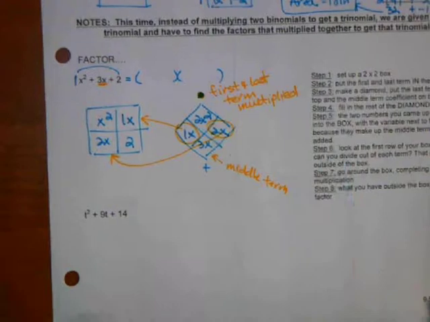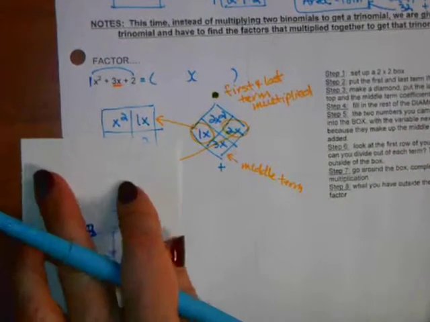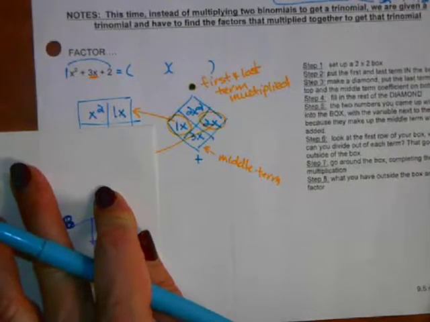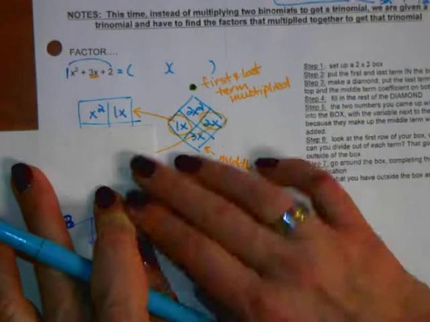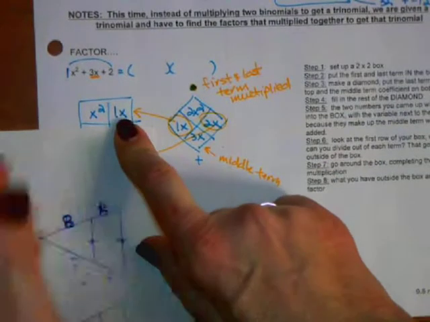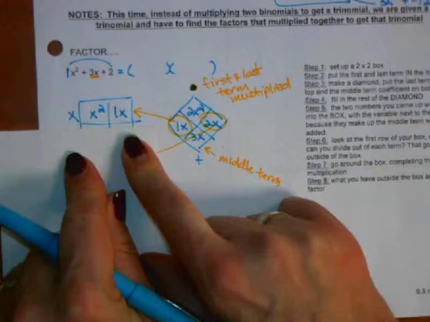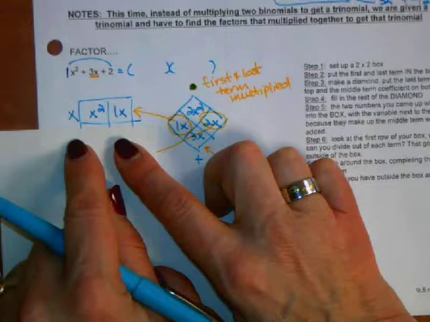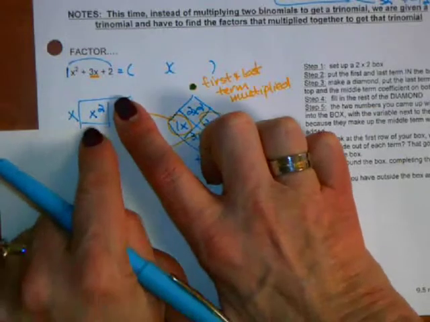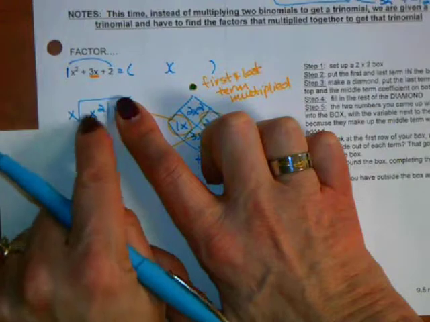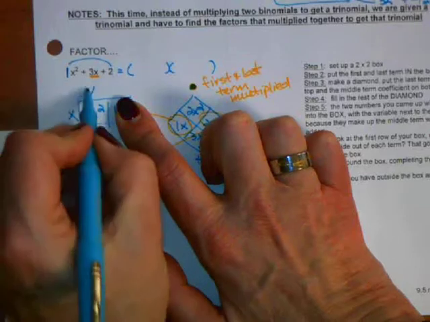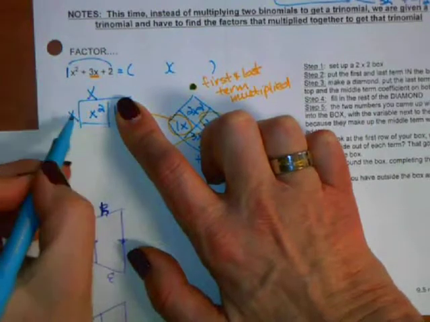Step 6, look at the first row. So now you're just going to look at the first row here. What can you divide out of each term? An x. This has an x and that has an x. I can pull out an x. So you put that outside. Now, this is like a box, right? An area. What times x gives me x squared? That goes up here. x times x gives me x squared.